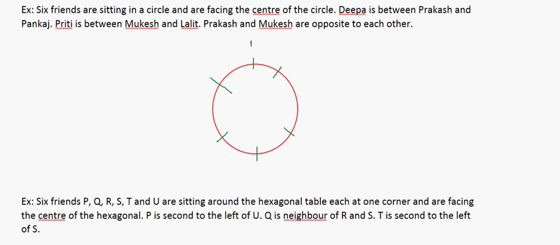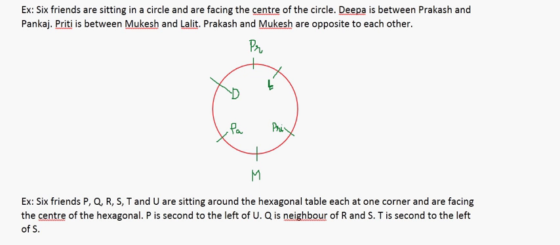So let's firstly plot Prakash, which is denoted by PR here, and Mahesh, which is denoted by M here. They are opposite to each other. Now Deepa is between Prakash and Pankaj. So Deepa can be here. This is one case, and in that case Pankaj would be here. And Preeti is between Mukesh and Lalit. So Preeti would be here and Lalit would be here.